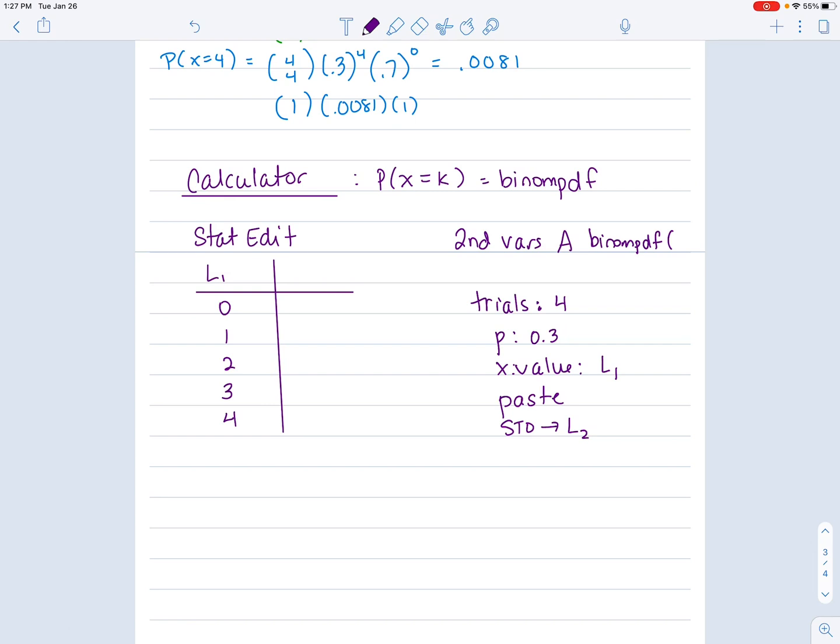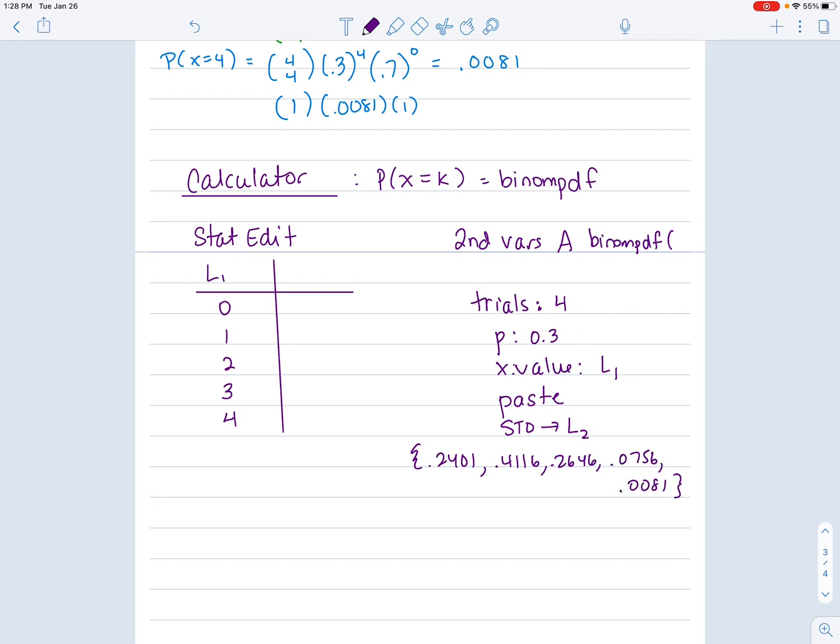So just to make sure we got it, stat edit L1, 0 through 4. Get out of there, go on the regular blank screen, press second vars, scroll to A, which says binom PDF. Trials is 4, probability is 0.3. The X value is all of list 1, so L1. Paste, but don't hit paste again. Once you hit paste once, it's going to say binom PDF 4, 0.3, L1. Then you're going to hit store, L2, enter, and then it's going to give you these values like this. It's actually listing them. But now they're in L2. If you go to stat edit, they're in L2, and they're the same ones we just found.